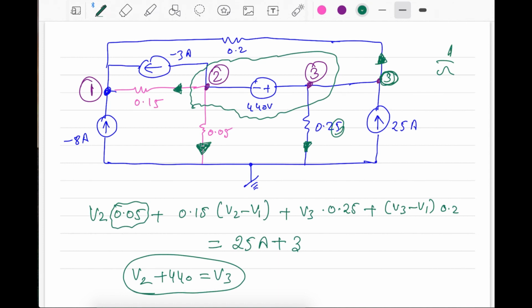And for node 1, what will be the equation? Node 1 will have V1 minus V2 into 0.15, and then you have what? First of all, the current leaving the node is this one. Then the second one will be V1 minus V3 times 0.2, and then we have a current entering, which is minus 3. Sir, minus 8.